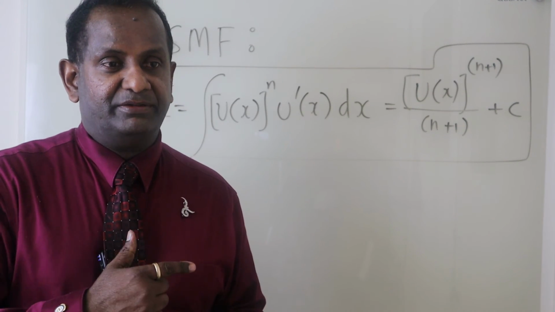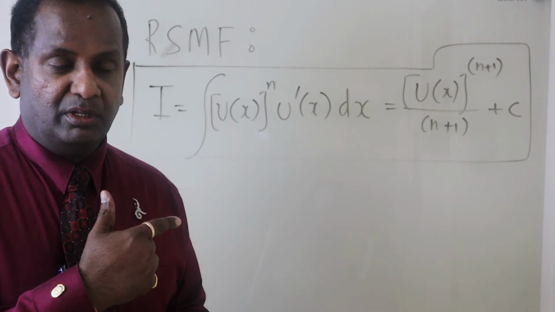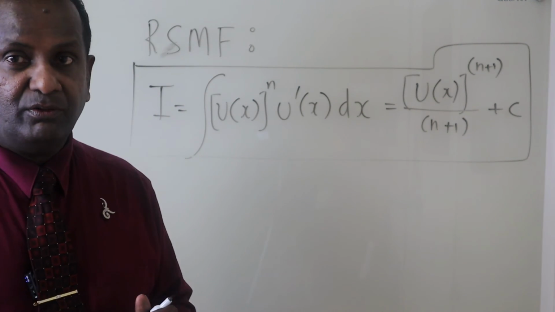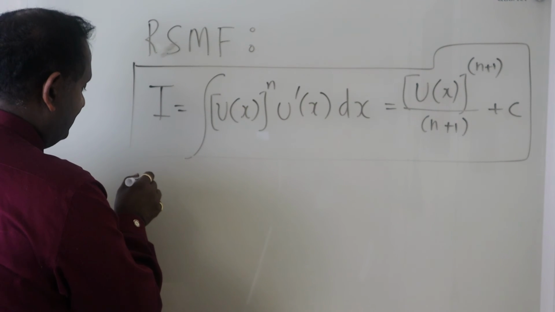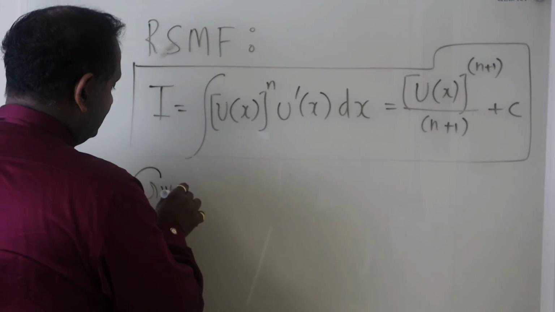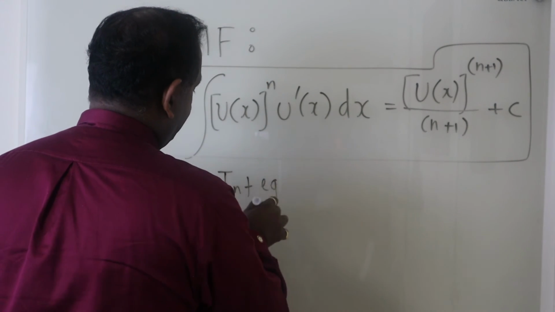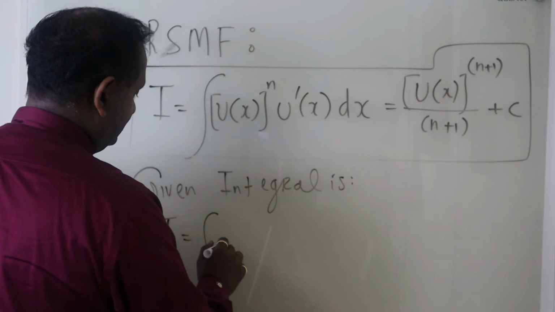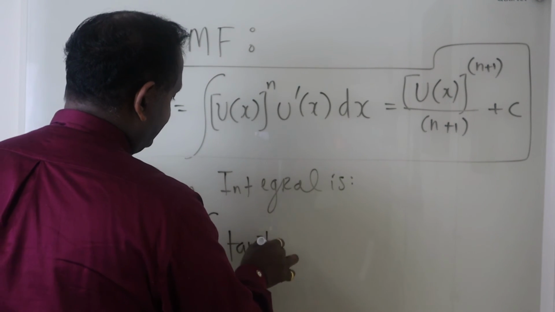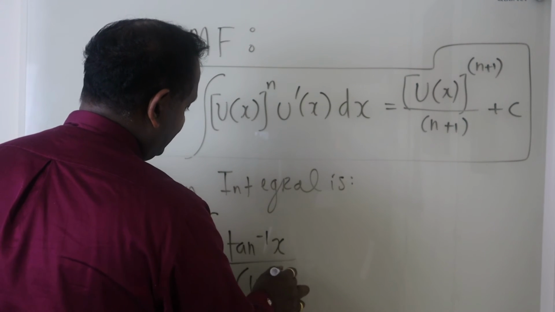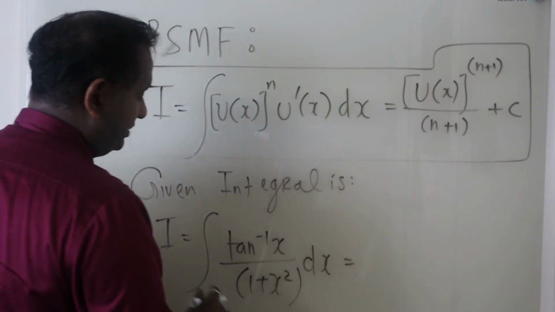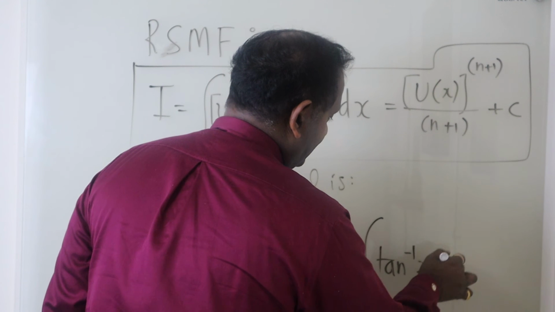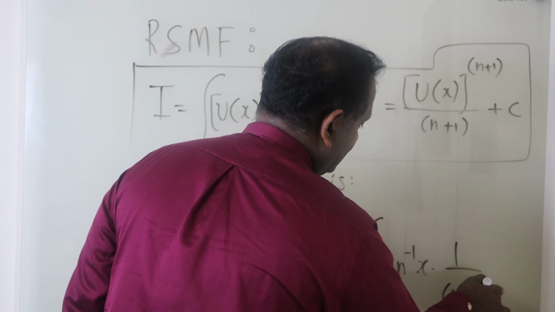We're going to compare and contrast it and see whether whatever we have been given will fit into this formula. Let's look at our given example. The given integral is I equals integral tan inverse x over 1 plus x squared dx. I'm going to separate these terms a little bit for you to see very clearly: tan inverse x times 1 over 1 plus x squared dx.